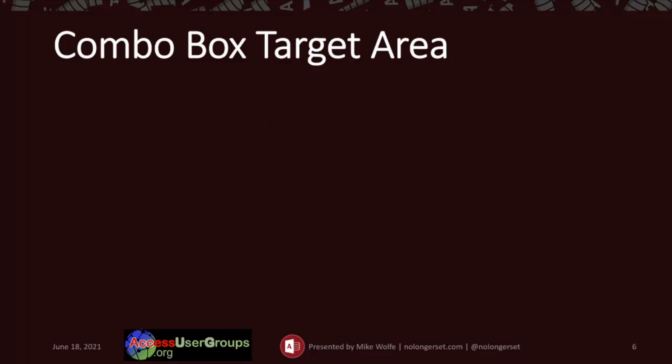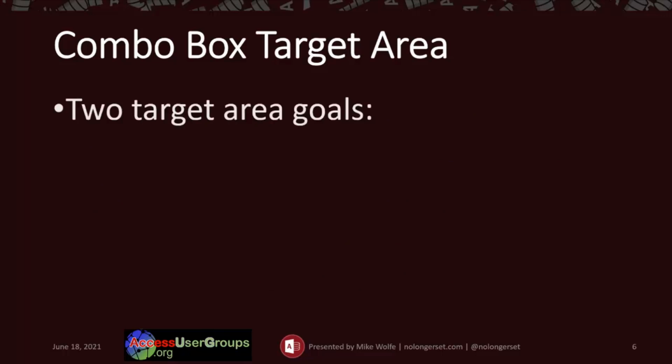So, combo box target area. When we talk about a target area, it refers to the area of the screen where you need to click with the pointer to perform some action. When we're trying to increase the target area, we need to think in terms of the actions that we want to perform. With combo boxes, we have two primary actions that we want to facilitate.